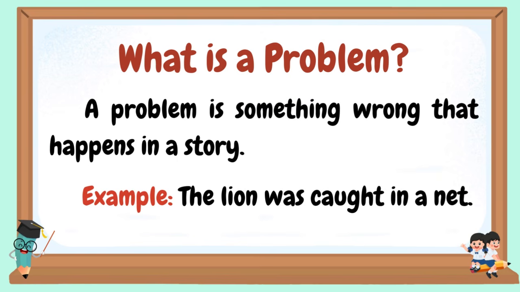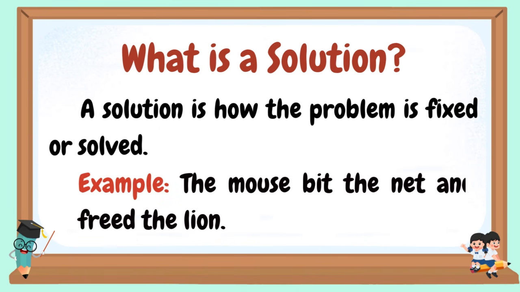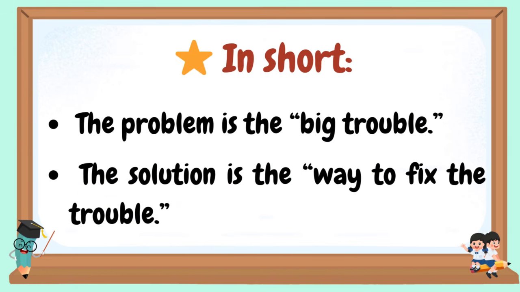What is a problem? A problem is something wrong that happens in a story. For example, the lion was caught in a net. What is a solution? A solution is how the problem is fixed or solved. Example, the mouse beat the net and freed the lion. In short, the problem is the big trouble and the solution is the way to fix the trouble.